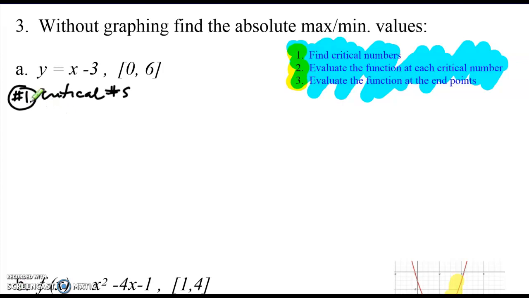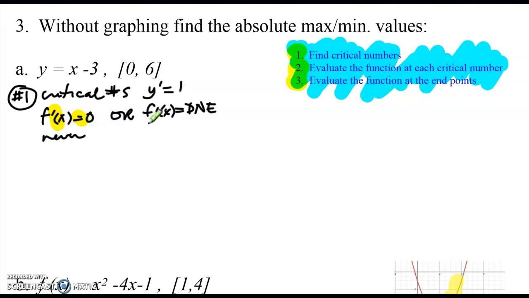So step 1, find the critical numbers. We know that critical numbers happen when the derivative equals 0 or the derivative does not exist. So when will that happen? The derivative of our function, I'll write it here, y prime is going to equal 1. So when does the derivative equal 0? Never. And are there any places where the derivative does not exist? Nope, none.